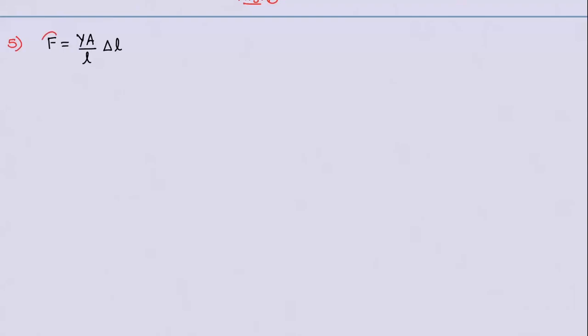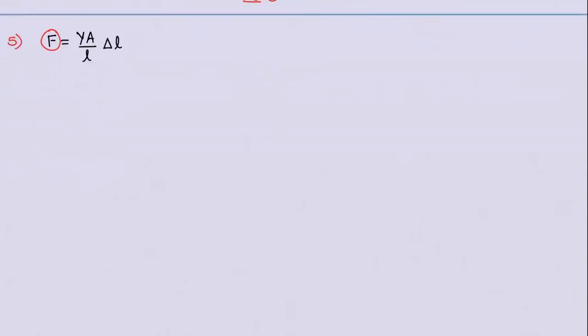Now concentrate. Under the same load means force is the same. Then what next is given? Length ratio is given. They want Young's modulus ratio. And area ratio is also given. But observe: stretches uniformly by the same amount. That means delta L is same. So directly we can write the proportionality there.